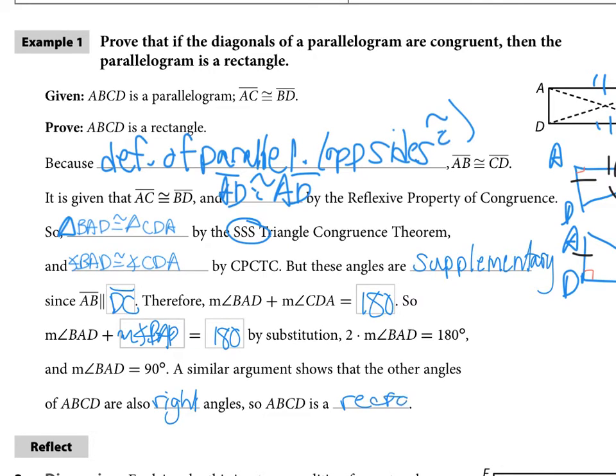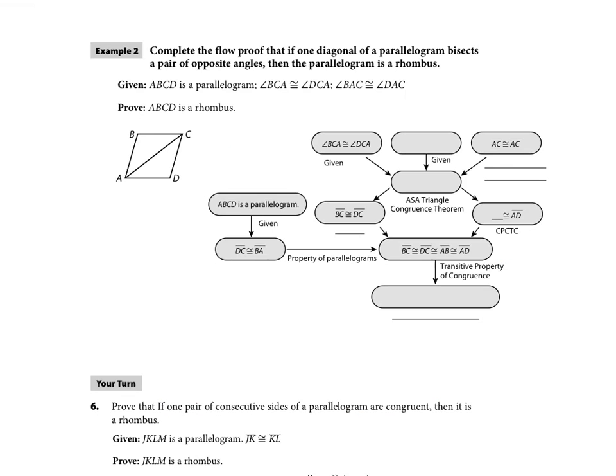So that's filling in the parts of that paragraph proof there. All we know at the beginning is that it's a parallelogram with congruent diagonals, and we can conclude using our side-side-side triangle congruence theorem, CPCTC, and some substitution that it's also a rectangle. So move on to the next proof, and we have a flowchart proof this time.